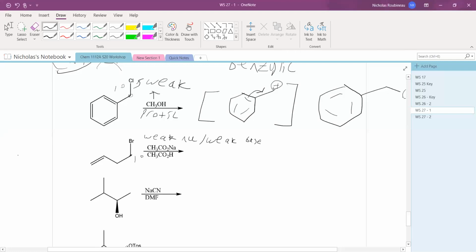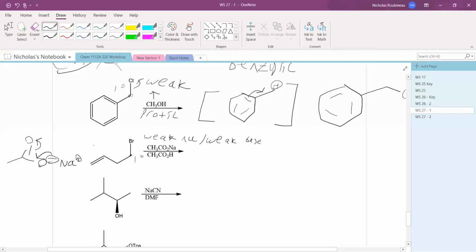Like if you draw that structure, that's an acetate ion. It's pretty stable because it has resonance. So because it's stable, it's weak. So it's a weak nucleophile and a weak base. So it's not going to do SN2 or E2 because it's weak.